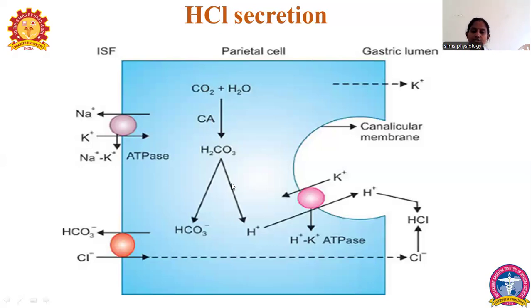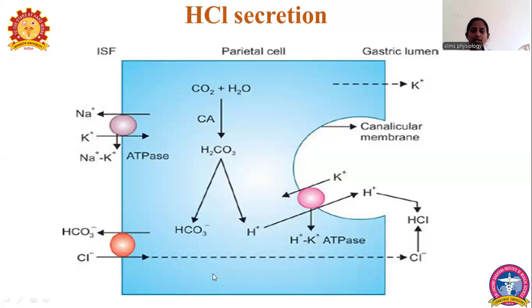Carbonic acid again dissociates to form one hydrogen and one bicarbonate. This hydrogen is exchanged with potassium by the hydrogen potassium ATPase pump. We need the utilization of energy because this hydrogen is moving against the concentration gradient into the lumen. Then, for every hydrogen formed, there is formation of one bicarbonate, which is being exchanged with chloride on the basolateral side through the chloride bicarbonate exchanger. So, for every hydrogen entering the lumen, one bicarbonate is entering the plasma.